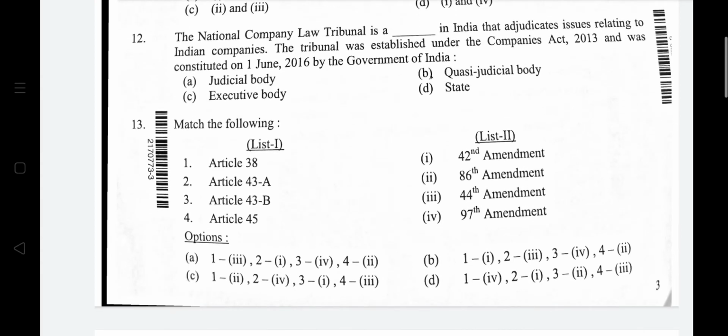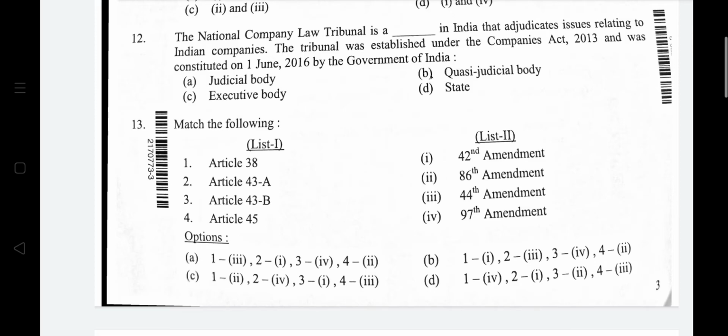The National Company Law Tribunal is a dash in India that adjudicates issues relating to Indian companies. The tribunal was established under Companies Act 2013 and was constituted on 1st June 2016 by Government of India. Options are A. Judicial body, B. Quasi-judicial body, C. Executive body, D. State. And correct answer is B. Quasi-judicial body.